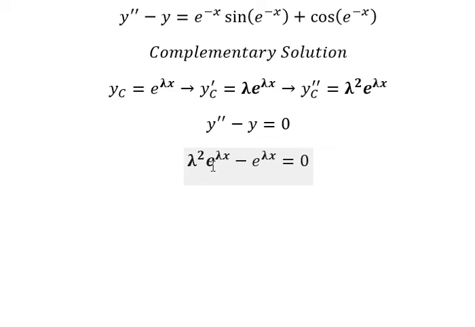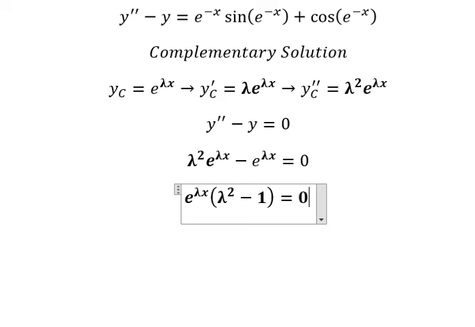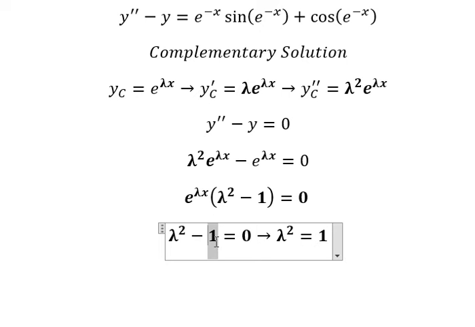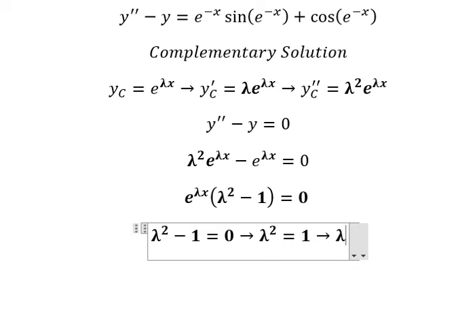Next, we need to factorize by e to the power of lambda s. So we need to find the solutions of this. We have lambda squared equals 1, so I will move the 1 to the right. Now we have two solutions: lambda equals positive 1 and negative 1.